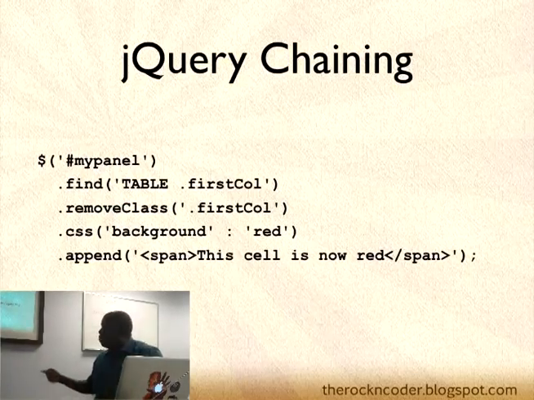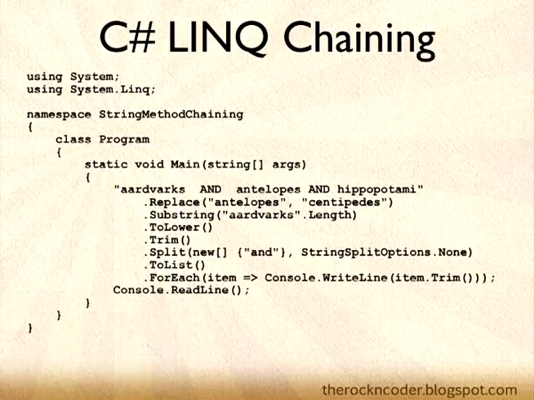That's what a chaining operation actually looks like. For people that are a little bit more familiar with C#, here's one kind of LINQish. This is not actually a LINQ expression, this is just a string. But because of the extensions that were built in for LINQ, you can do stuff like this where you replace antelope with centipede, you get the substring of aardvark, you just do a bunch of operations on the same object. That's what chaining's about.